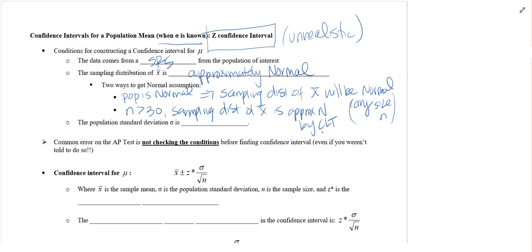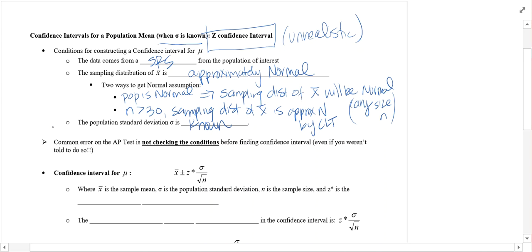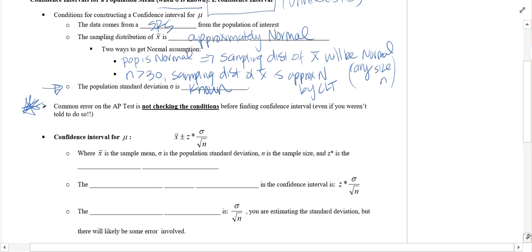The other big condition for doing the Z confidence interval is that the population standard deviation is known. Okay, so that's why we're doing this. We're going to have to differentiate between this method and a different method. So this is what differentiates it. A common error on the AP test is not checking the conditions before you find the confidence interval, even if you were not told to do so. Big deal there. Make sure we're always checking conditions.